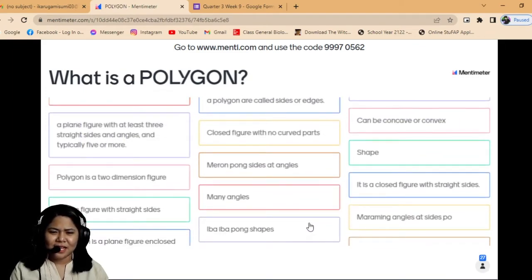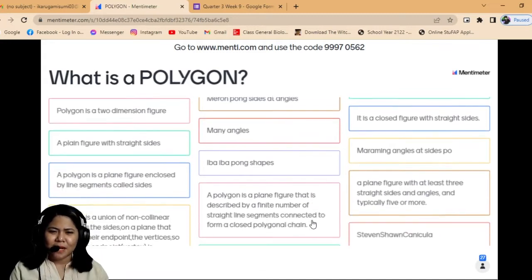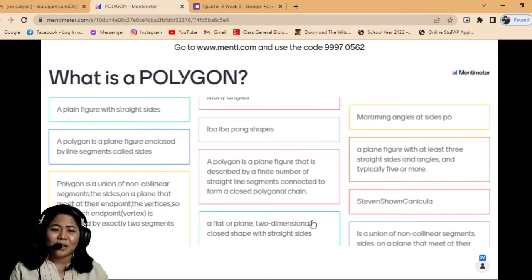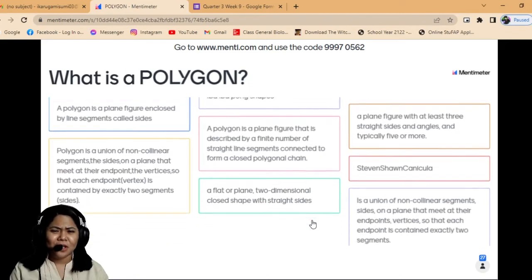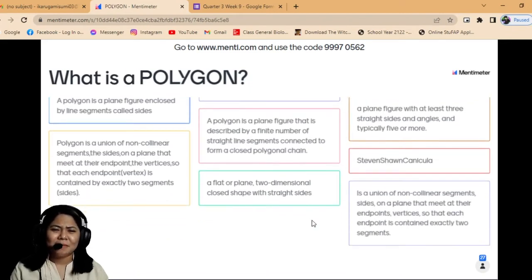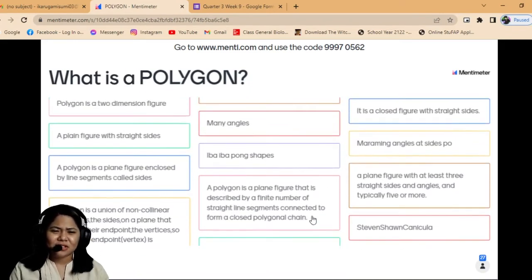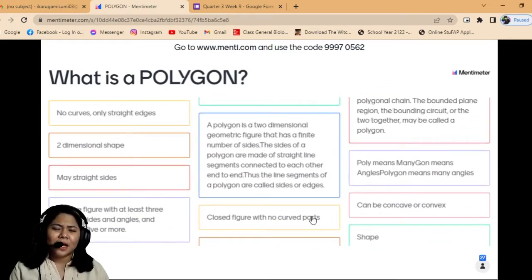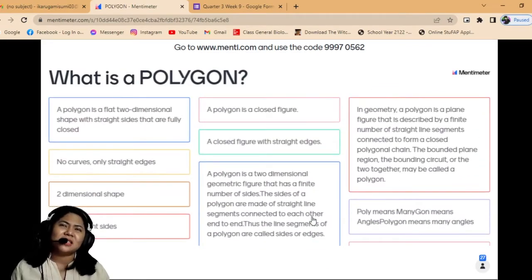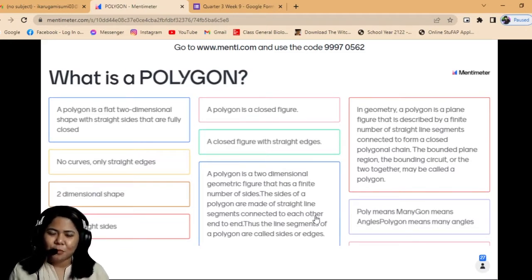Alright. So, technically, kung titignan natin, halos pare-parehas ang idea ninyo kung ano nga ba ang isang polygon. And actually, kapag pinagsama-sama natin yan, your answers are correct. So, kumbaga, polygon is a closed figure na merong straight sides or straight edges. Hindi pwedeng may curved parts. Okay? Poly means many, gon means angles. So, many angles. Kasi, basically, ang isang polygon ay marami kang angles na pwedeng makuha.